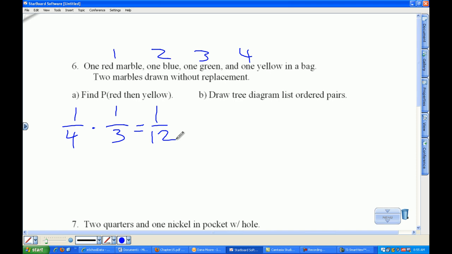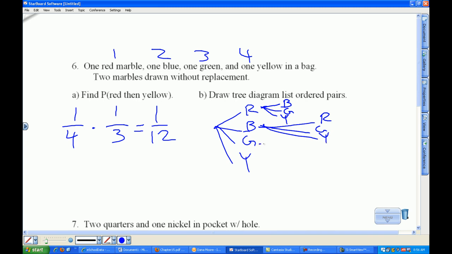To draw a tree diagram listing the ordered pairs, well, we got red, blue, green, yellow. And then on the second pull, the red is gone. So blue, green, yellow. For the blue one, red, green, yellow. For the green one, red, blue, and yellow. And for the yellow one, red, blue, and green. And you can see here, we got 1, 2, 3, 4, 5, 6, 7, 8, 9, 10, 11, 12 outcomes for that event. And that's it.